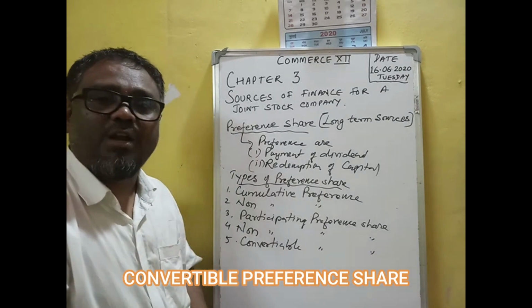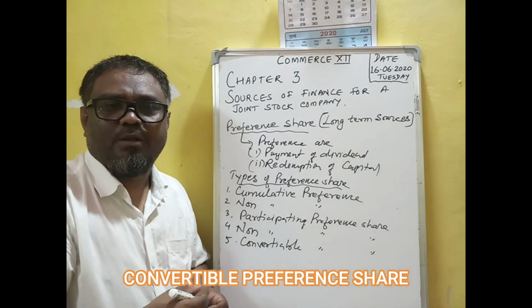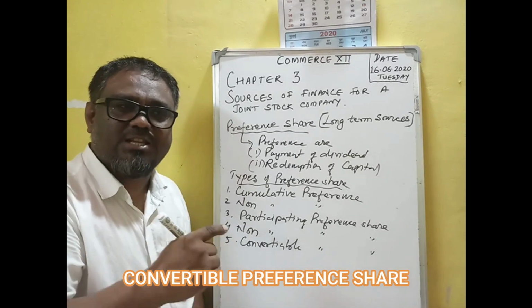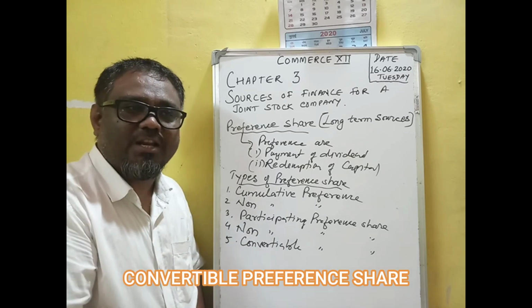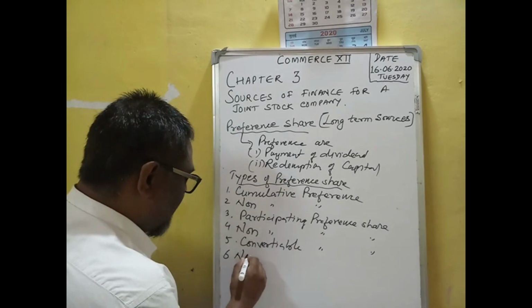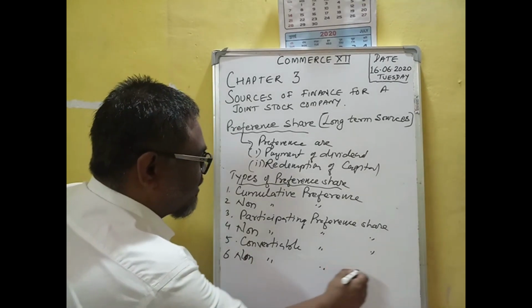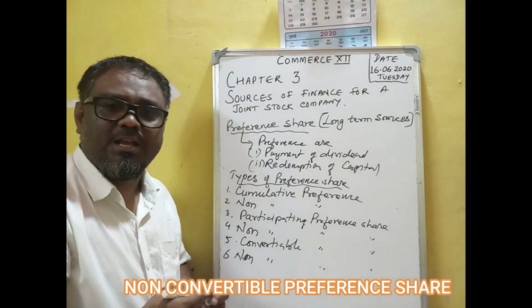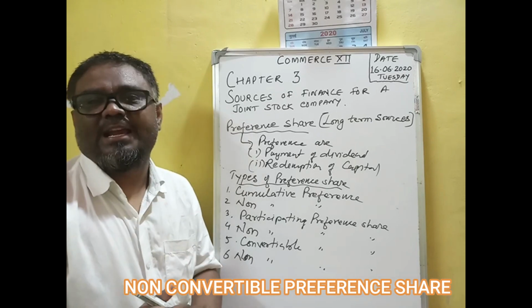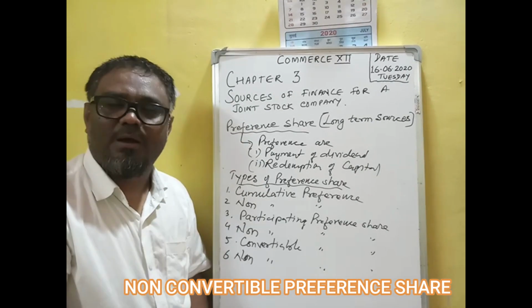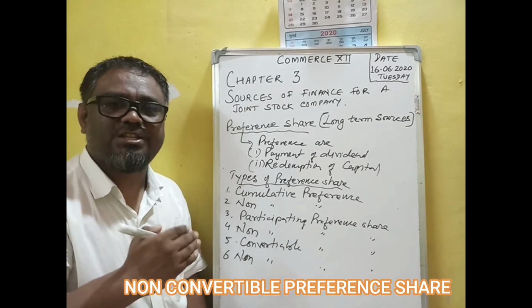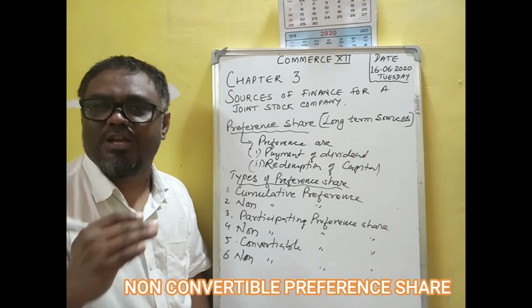Convertible preference shares are those preference shares which can be converted into equity shares. Convertible preference share means these shares can be easily converted into the equity shares. Another, we have non-convertible preference share. Non-convertible preference share means they cannot be converted into the equity share. This type of preference shares cannot be converted into equity shares, so they are known as non-convertible preference shares. These shares cannot be converted into the equity shares.